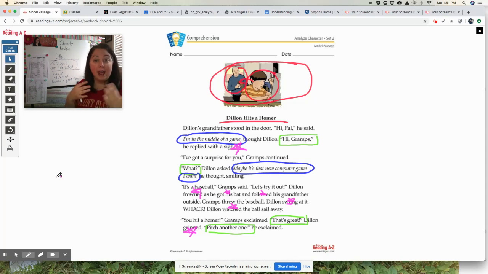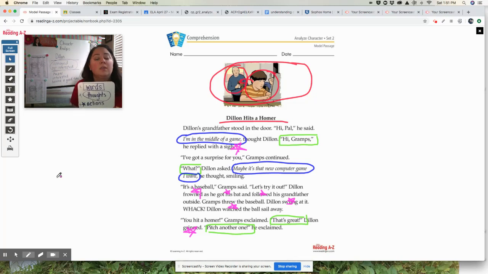He went out with Gramps. He played baseball. He was happy. He was interested. And he was having a good time with his grandpa. So there you go. All you have to do is think about the words the characters are saying, the things that they are thinking, and their actions. And think about how they change throughout the story. And you, too, can do your very own character analysis on any story that you read.